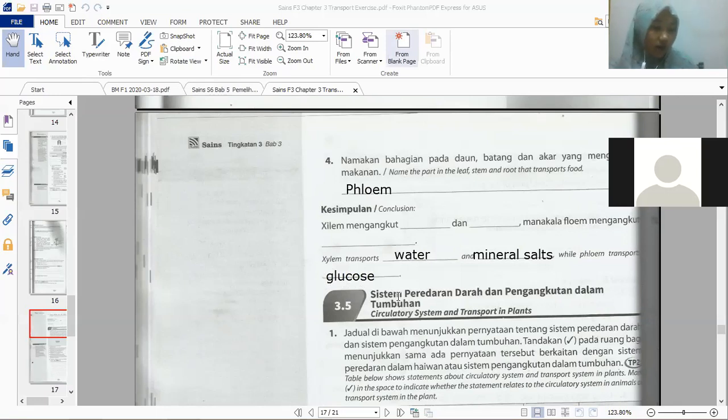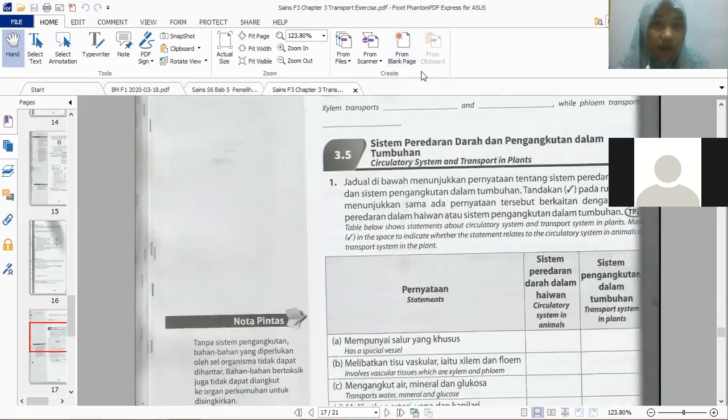Okay, so this subtopic is already habis. Okay, for 3.4. Now we continue for 3.5. Okay, 3.5. Okay, so there's the time limit here, 1 minute. So teacher end this one and then you have to masuk balik, correct? Yeah.